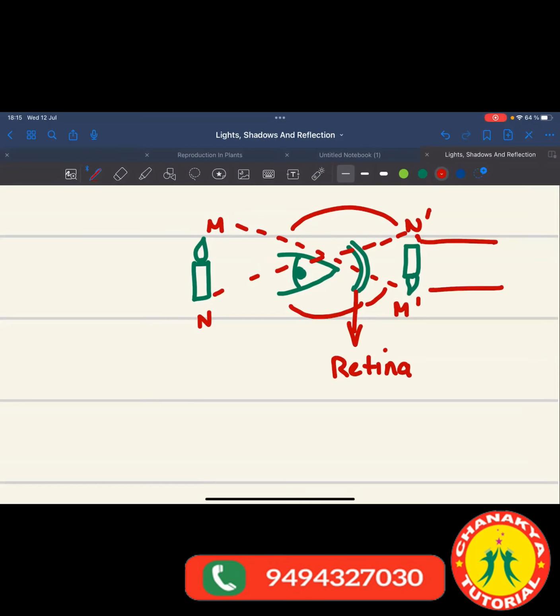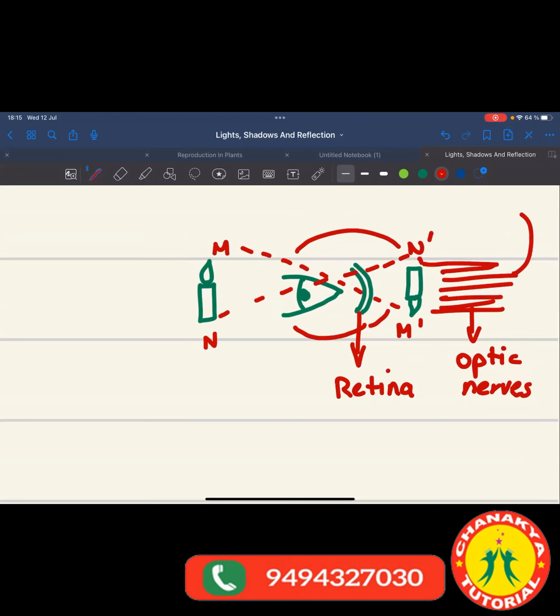you have millions of nerves. These nerves are called optic nerves. These optic nerves are directly connected to the brain. The brain formats the information that is being collected, that there is a candle and this is the image being formed, and the brain is the organ that makes the candle appear straight to you.